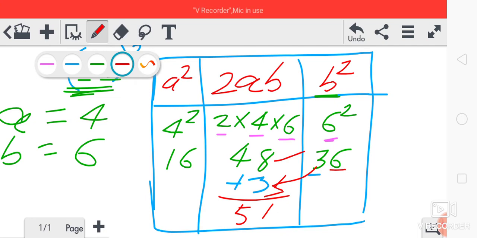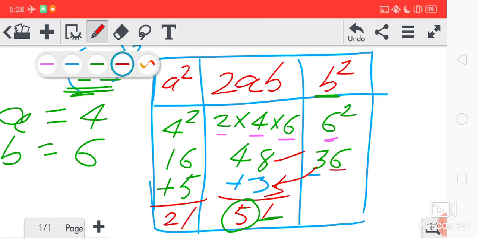Now in this 51, again the last digit will be underlined, and this 5 will be added here. After adding 16 plus 5, how much will we get? 16 plus 5 is 21. Got it? Now in this 21, both digits will be underlined.